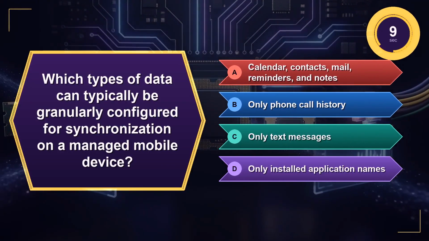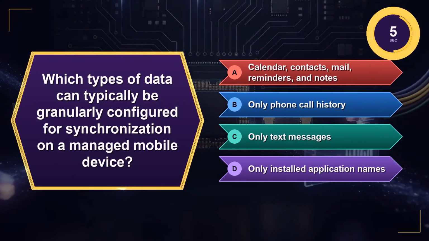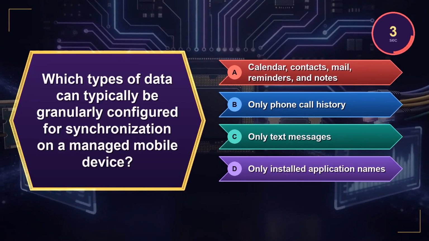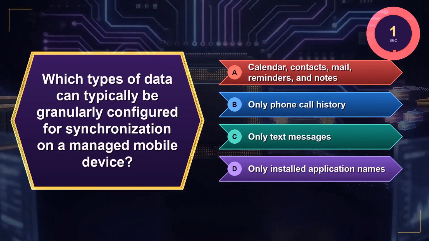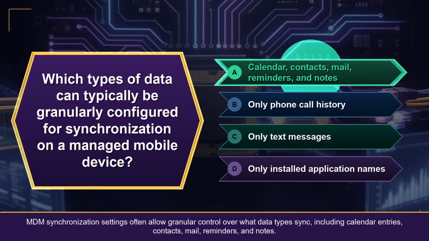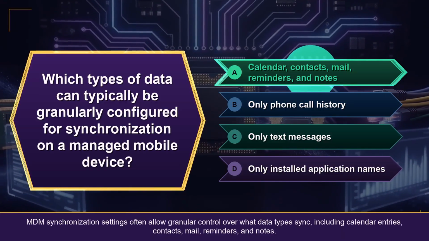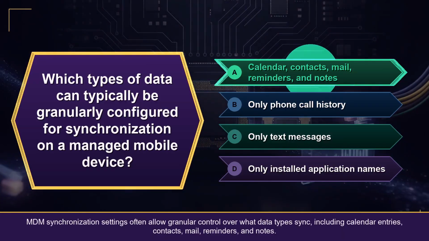Which types of data can typically be granularly configured for synchronization on a managed mobile device? MDM synchronization settings often allow granular control over what data types sync, including calendar entries, contacts, mail, reminders, and notes.